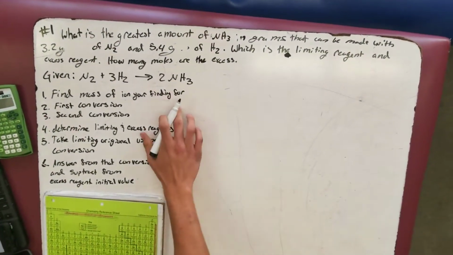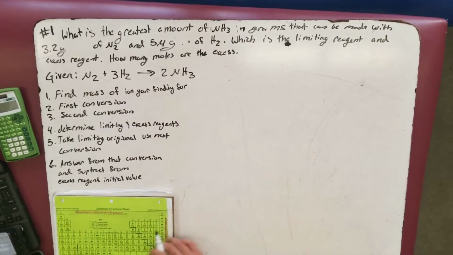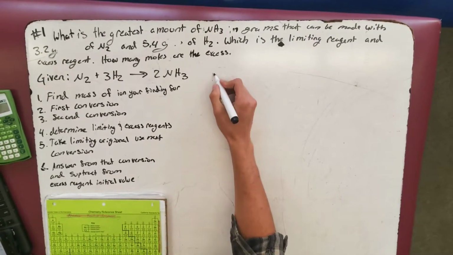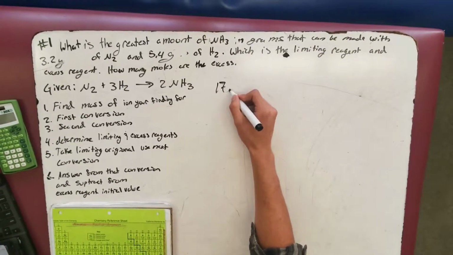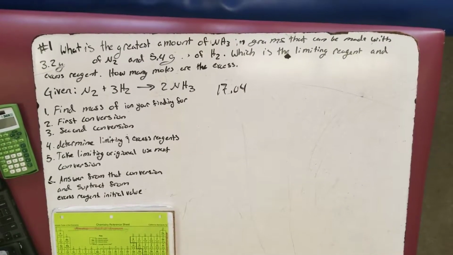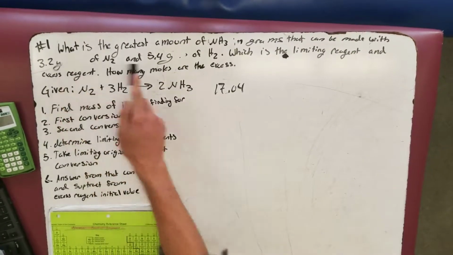So first step right here, we're going to find the mass of the substance that we're solving for, which is NH3. If you look on your periodic table, the mass of NH3 when you add it all up is 17.04. So we're going to use this for our first step. First we're going to do the conversions if we need to, but we're already in grams.